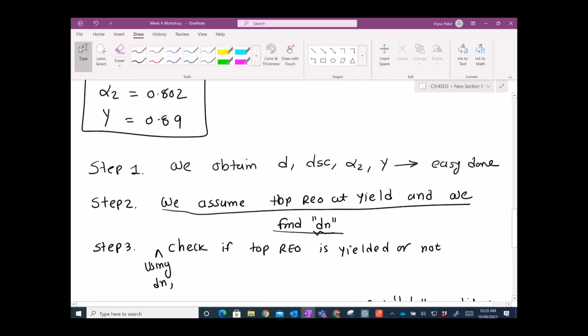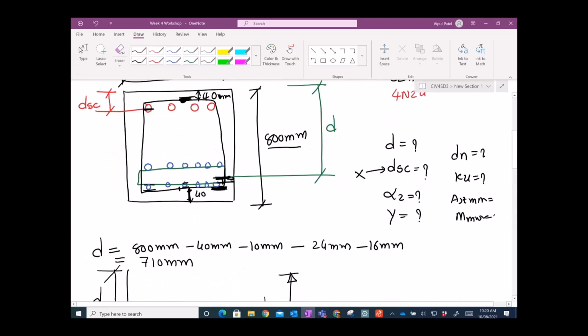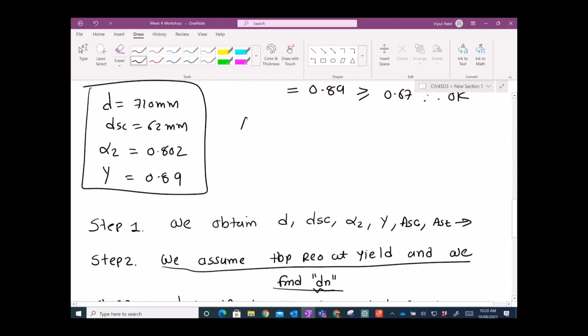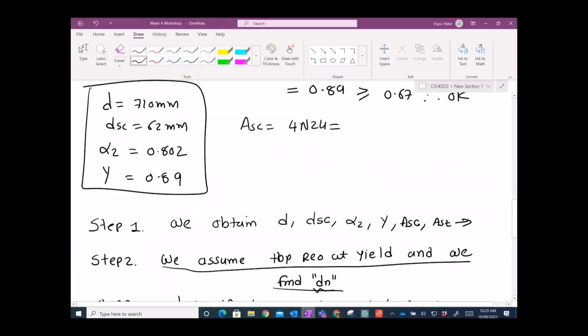By the way, in this one, we need to find these parameters, ASC and AST. So let's put this ASC and AST as well. What was that? ASC, 4 and 24. Go back to this. Yep, 4 and 24, so 24 4 bar, 1808 millimeter square.